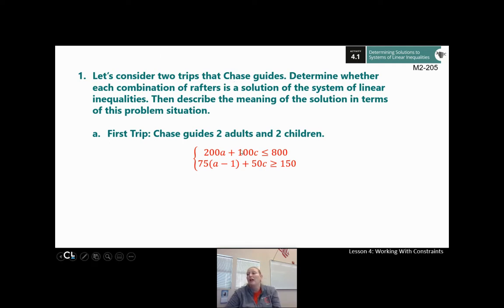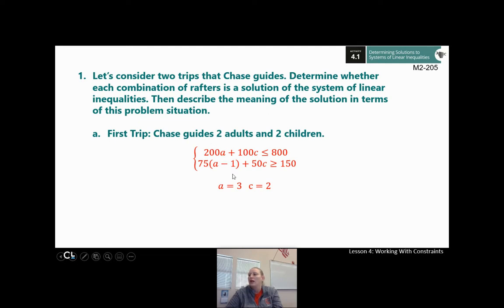All right, let's check out the first situation. Chase guides 2 adults and 2 children, but remember, Chase is an adult and Chase is in the boat. So that means A does not equal 2. It means A equals 3, because Chase is in the boat too. There are 3 adults in the boat and 2 children in the boat. So we're going to plug in a 3 for A and a 2 for C on this first one.